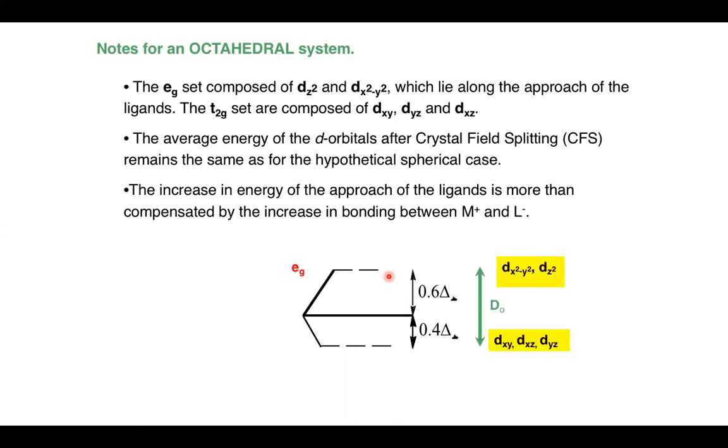So delta O, e.g. t2g. So you always want to make sure that you label these two at the top as the eg and these three at the bottom as the t2g set. These are their symmetry labels.